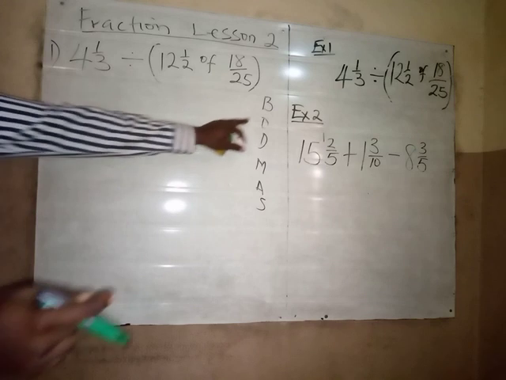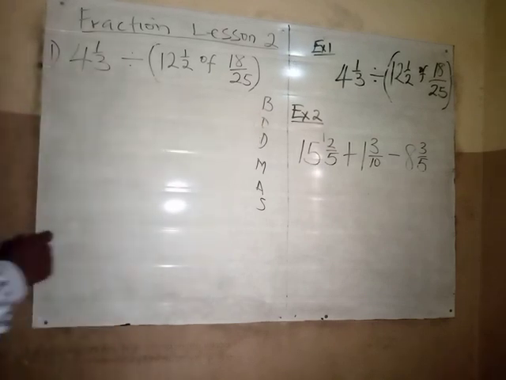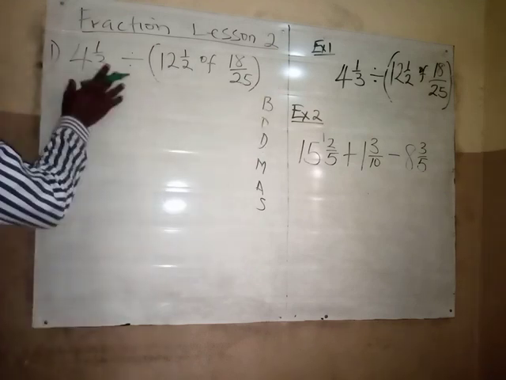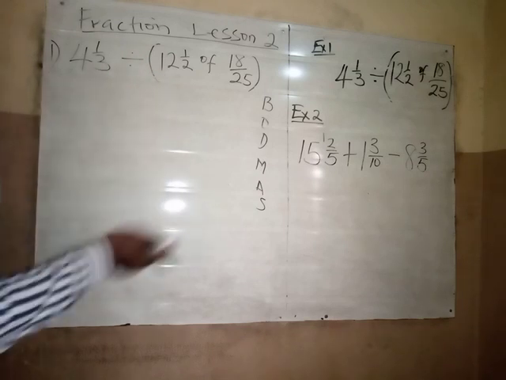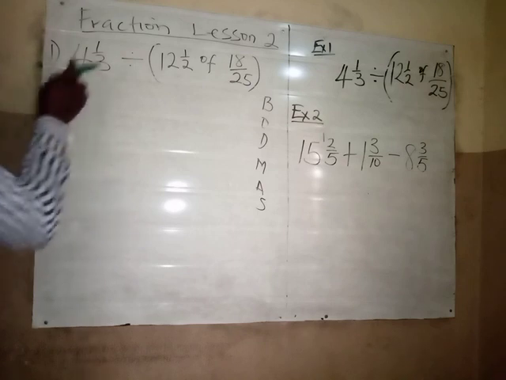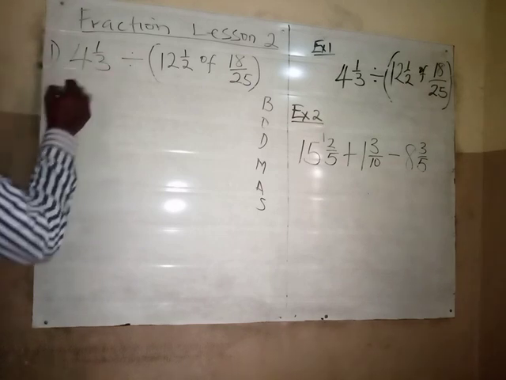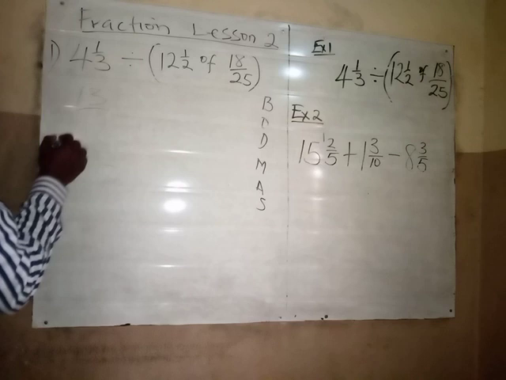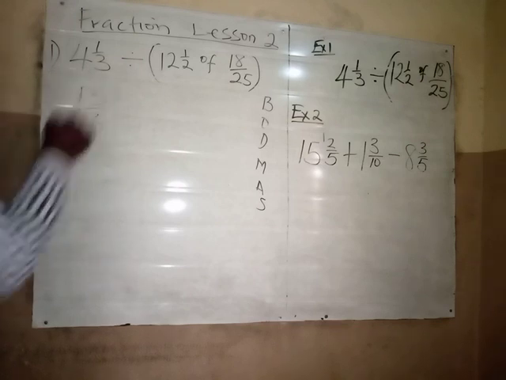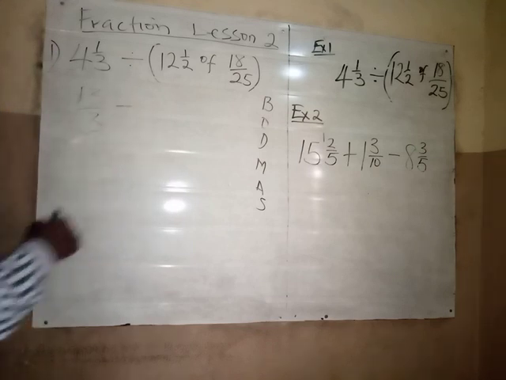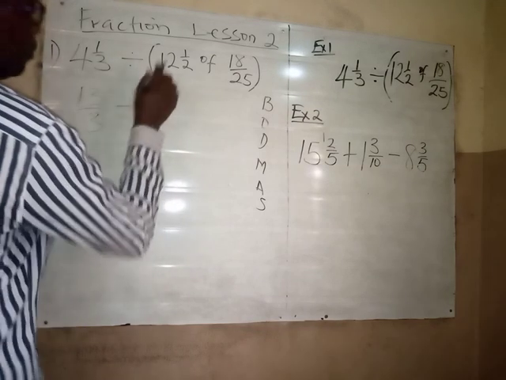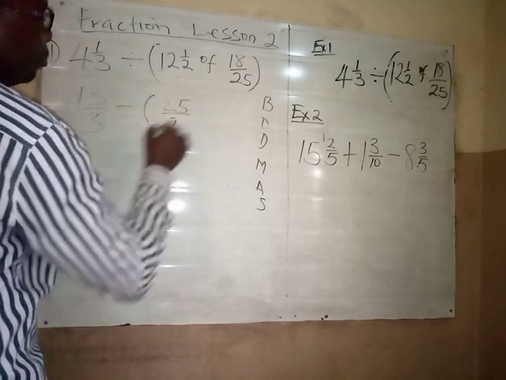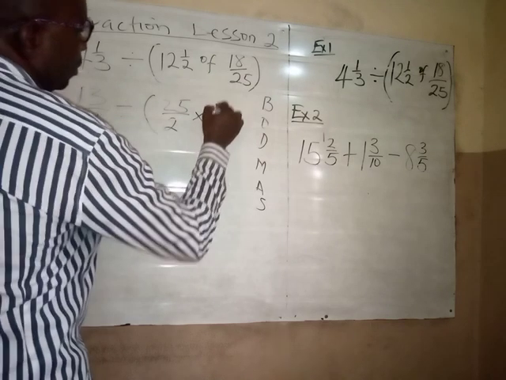So based on this principle of BODMAS, we are going to first of all turn every question here into improper fractions, because most of them are mixed fractions or proper fractions. What we now have is 3 times 4, which is 12, plus 1, 13 over 3, divided by, in bracket, 12 times 2, 24, plus 1, 25 over 2 of, which is multiplication, 18 over 25.